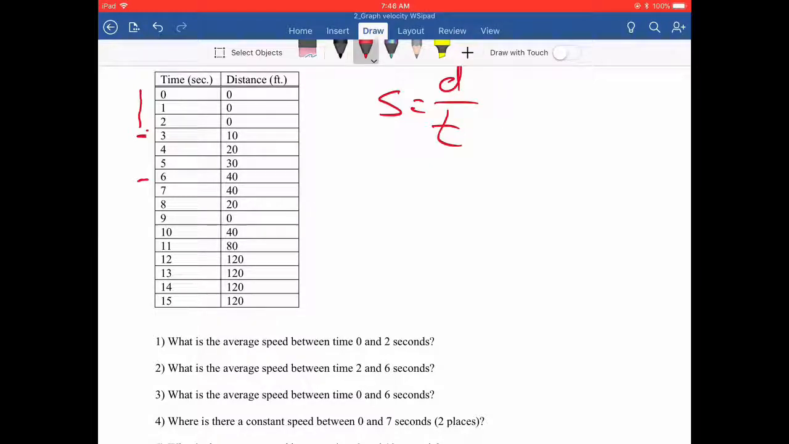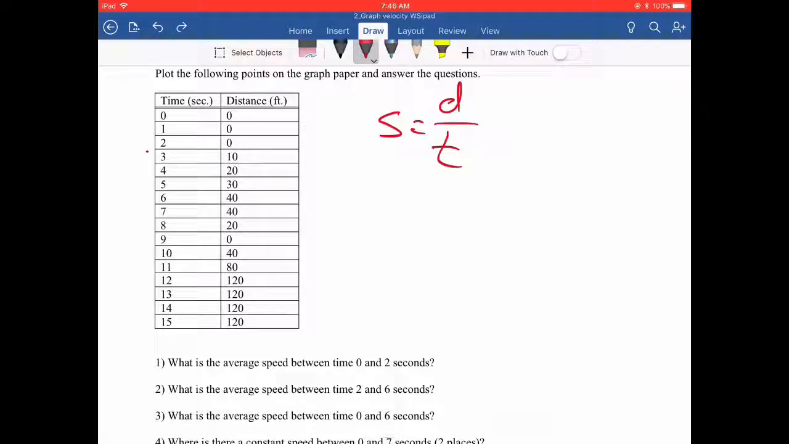And then also between 6 and 7 in this little area, it was going 0 again, because it's at 40 feet at 6 seconds, 40 feet again at 7 seconds. So those answers would be, 2 places. I had 3 places there, but the 2 main ones are from 0 to 2 seconds, and 3 to 6. Constant speed. Okay. All right, I'm trying to erase this to keep it clean.